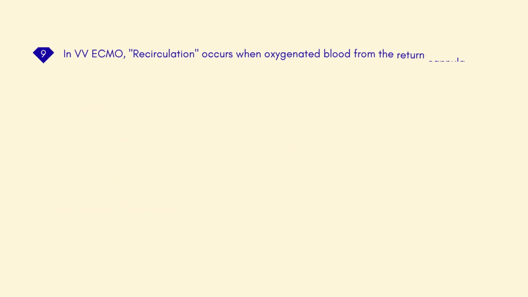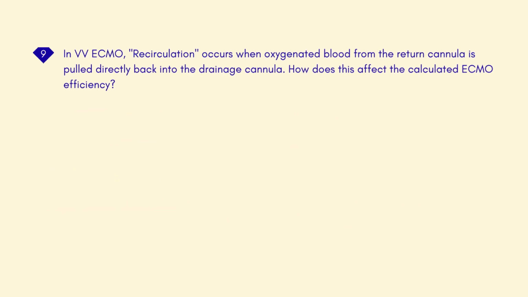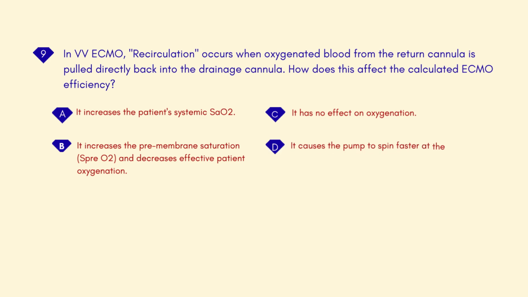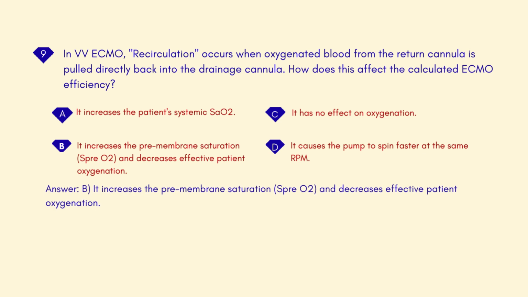In VV-ECMO, recirculation occurs when oxygenated blood from the return cannula is pulled directly back into the drainage cannula. How does this affect the calculated ECMO efficiency? A. It increases the patient's systemic SaO2. B. It increases the premembrane saturation, SpO2, and decreases effective patient oxygenation. C. It has no effect on oxygenation. D. It causes the pump to spin faster at the same RPM. Answer: B. It increases the premembrane saturation, SpO2, and decreases effective patient oxygenation.